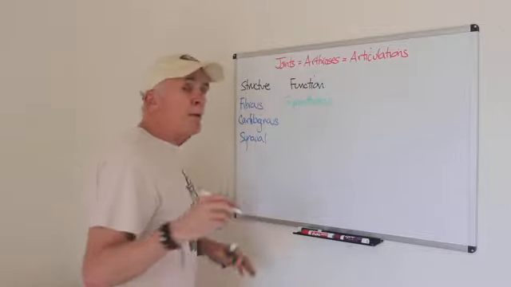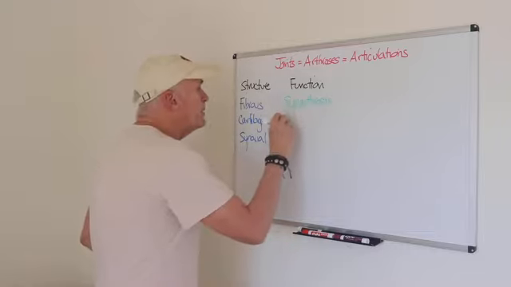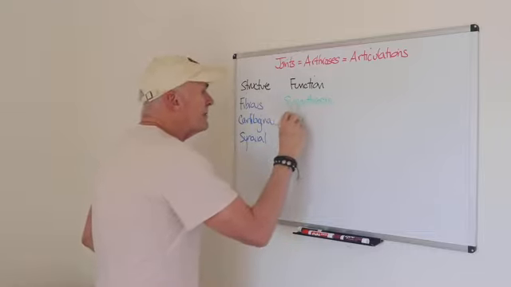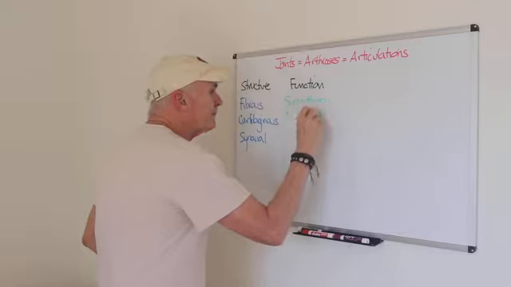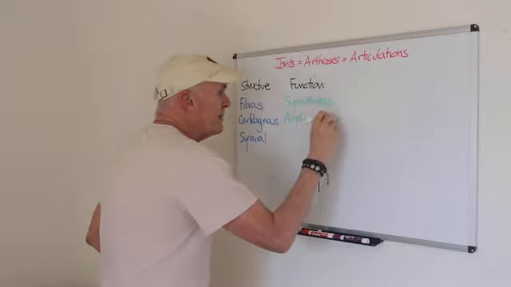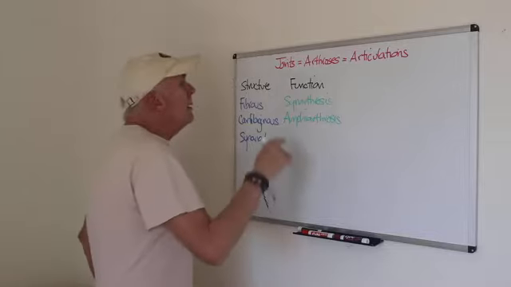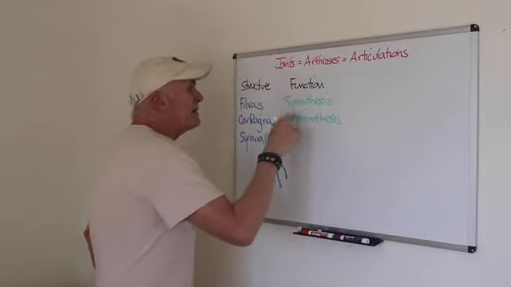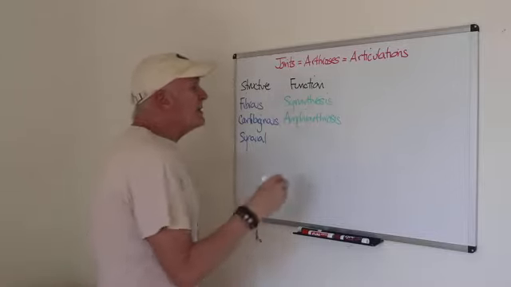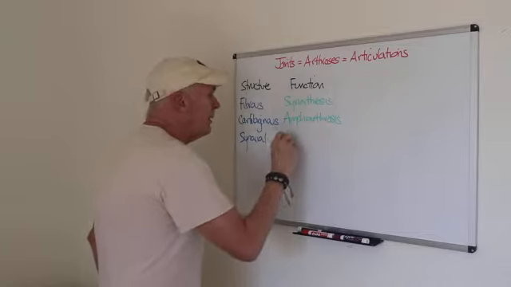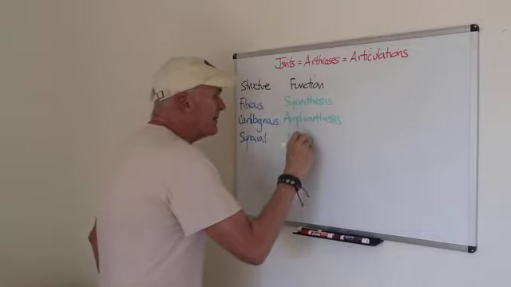Then there are joints that are partly movable. Those joints are called an amphiarthrosis. Just like those people who went to Amphi High, they're partly movable. I don't know what that means. Synarthrosis, amphiarthrosis. Then there are joints that are freely movable. A diarthrosis.